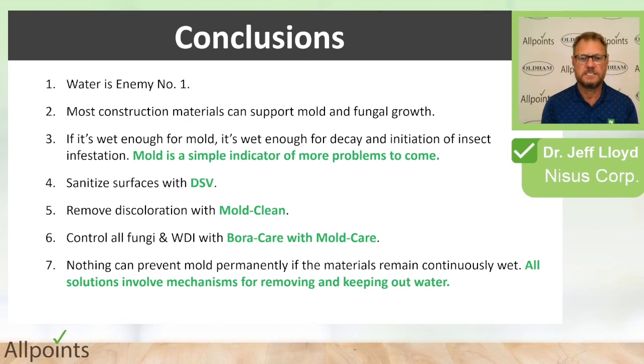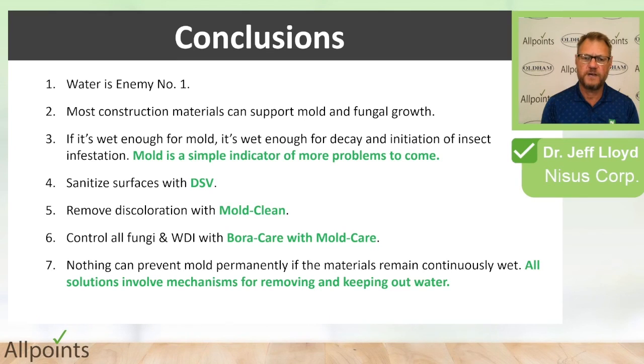You can sanitize surfaces with products like DSV. You can remove discoloration with cleaning compounds such as Mold Clean. If you want to control all fungi, including mold fungi and decay fungi, and you want to stop wood destroying insects, then treat with something that's labeled to kill and prevent all of those organisms. To my knowledge, the only material that's independently recommended and the only one that's labeled to do all of that is Boracare with Mold Care.